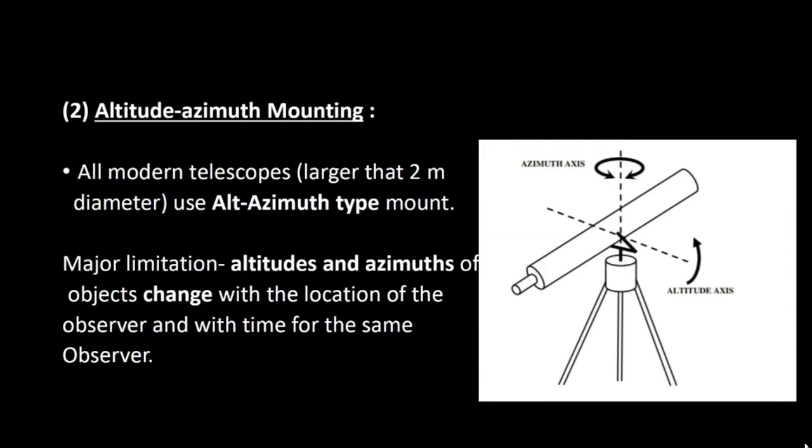The second type of mounting is the azimuthal mounting, and all modern telescopes today, that is, more than 2 meters in diameter, use the altitude-azimuth type mounting. The major limitation of this is that the altitudes and azimuths of the objects change with time, even for the same observer at the same location, because of the rotation of the Earth. So all modern telescopes today are using this, and yeah, next one.